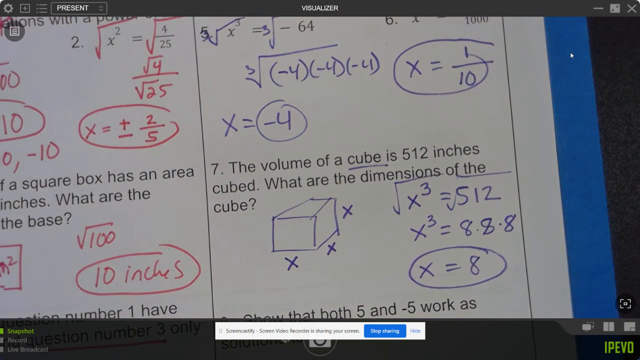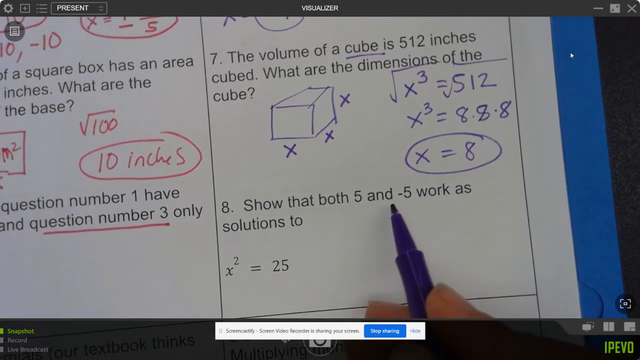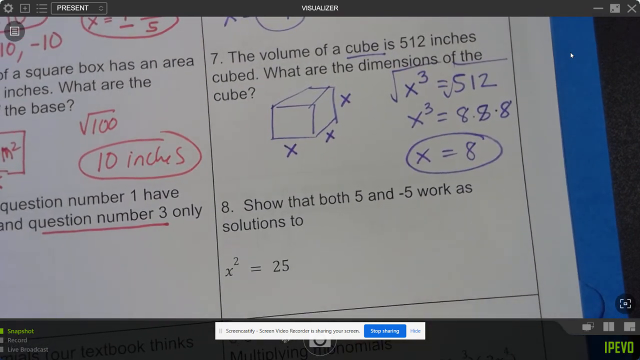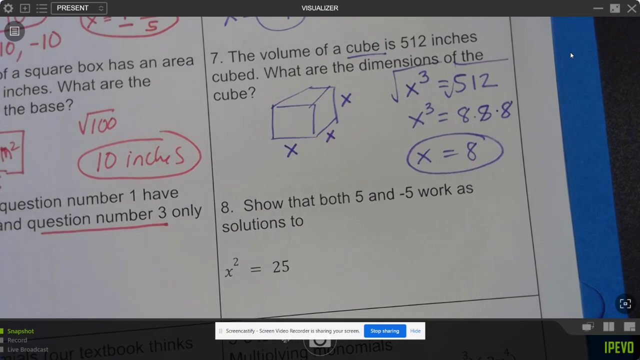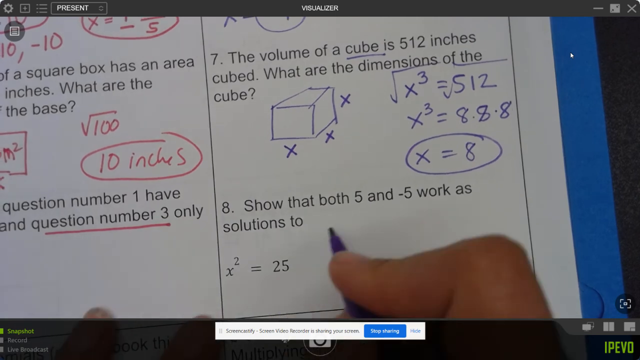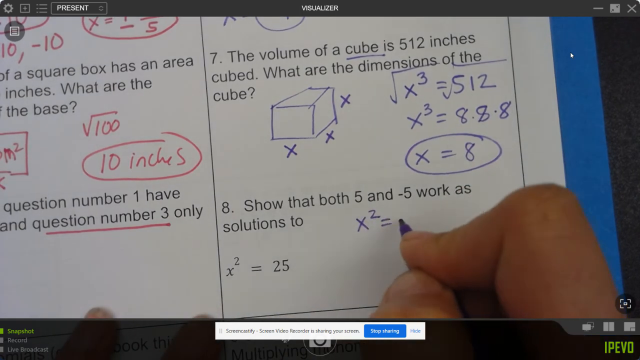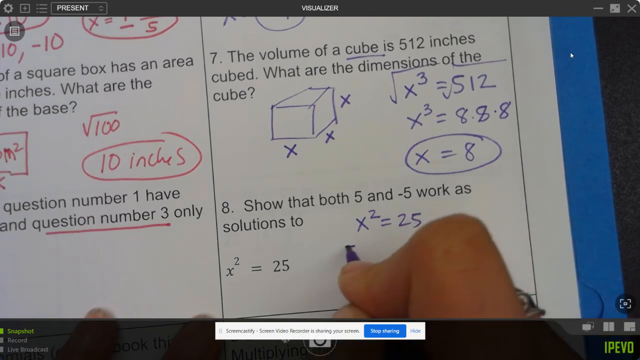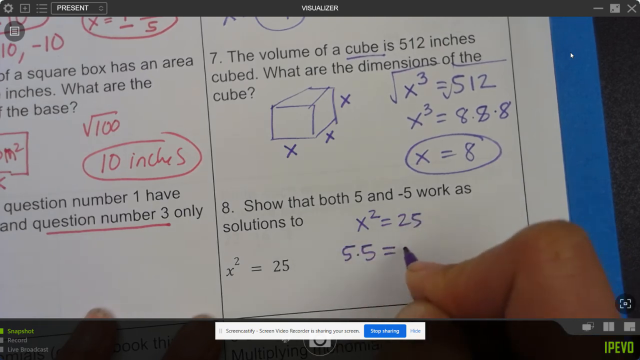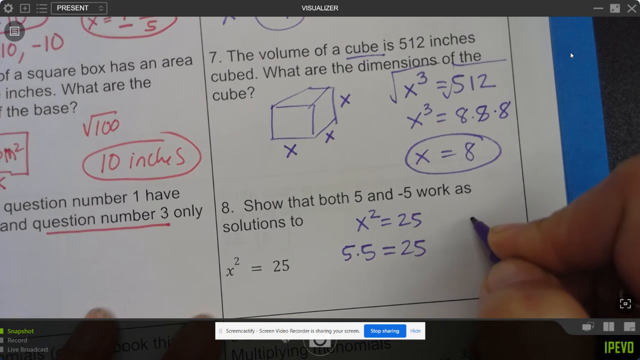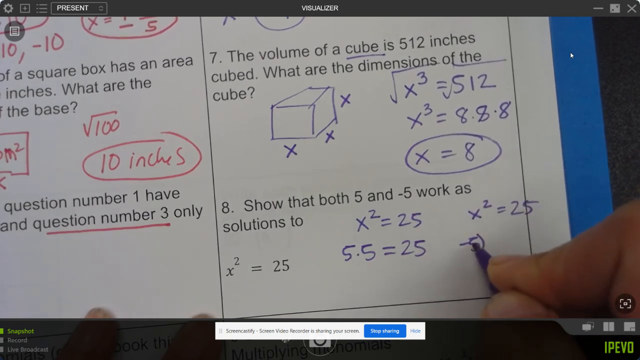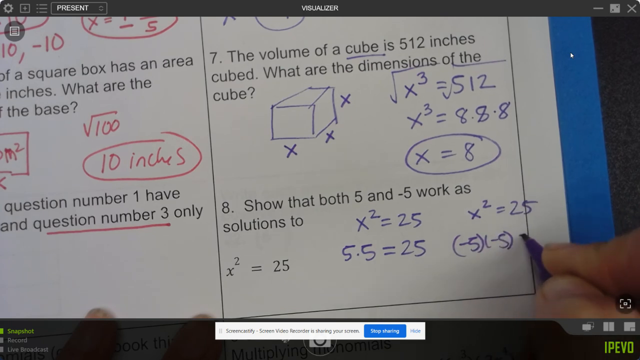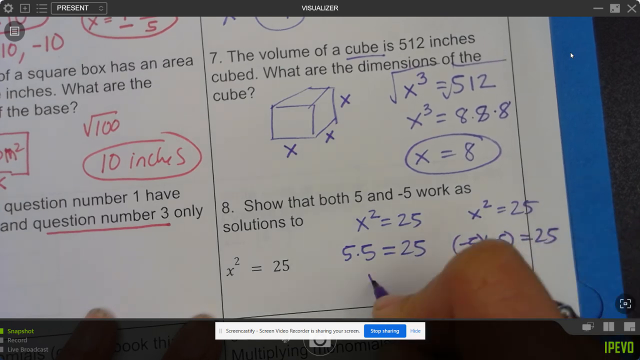And our last one, show that both 5 and -5 work here. So remember, today our answers are going to only have one, but when we have the squared, both the positive and the negative. So my proof of this is 5 squared equals 25, because 5 times 5 is 25. And also -5 times -5 is 25. Both of these check out.